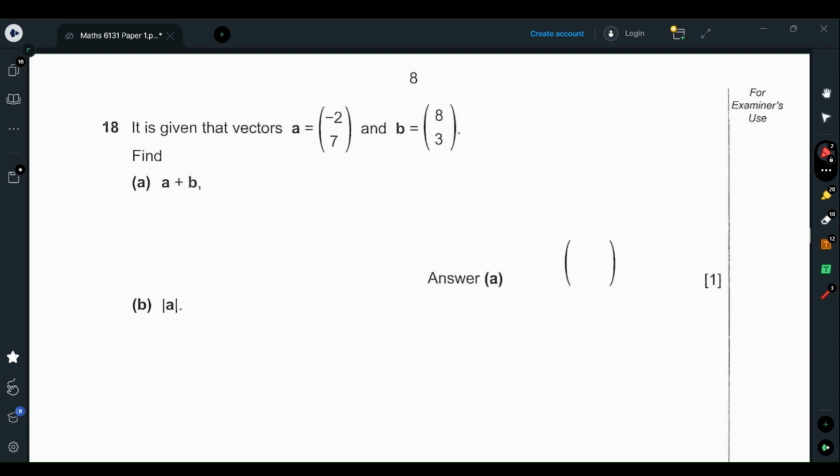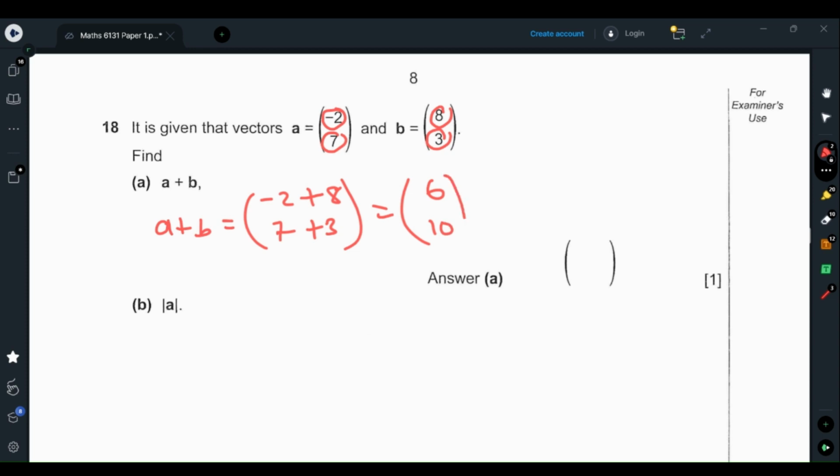Question 18 to go. Find a plus b. This is how you do that. You add this element to that element, so you add the elements in the same position. So a plus b will be minus 2 plus 8, 7 plus 3. That is 6, and 7 plus 3 is 10. So that is 6 and 10, that is a plus b.